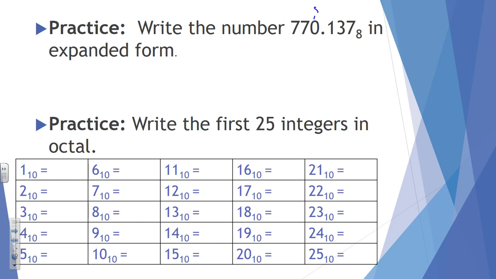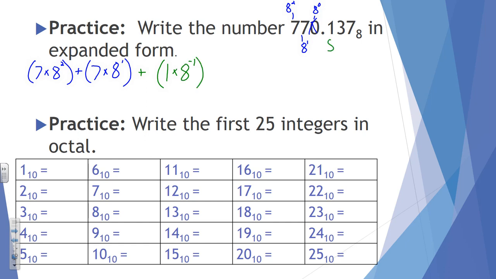Okay, we have a 0 in the 8 to the 0th, or 1's place, a 7 in the 8 to the first, and then another 7 in the 8 to the second's place. So we have 7, 8 to the seconds, 7, 8 to the firsts. We have no 8 to the 0th powers. We have 1, 8 to the negative 1 power. We have 3, 8 to the negative 2 power, and 7, 8 to the negative third power. And we have our number expanded.